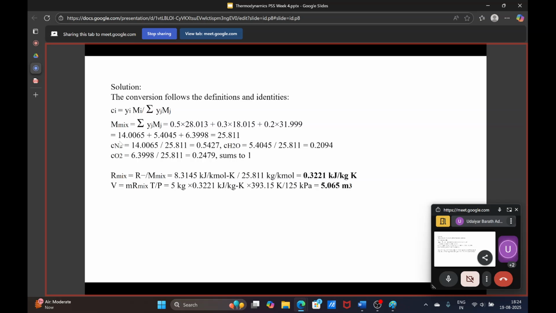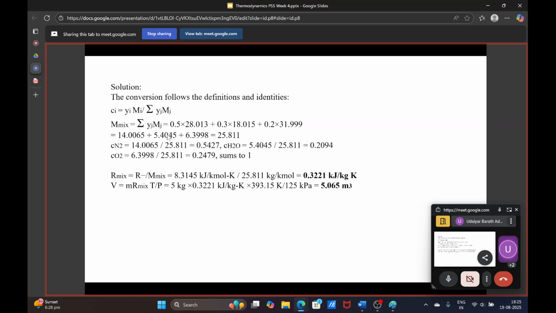The mass fraction of nitrogen will be 0.5 into 28, which is 14, divided by 25.811, which gives you 0.5427. This is your mass fraction. Then for water vapor, similarly, 5.405 divided by 25.811 gives you 0.2094, and oxygen is 0.2479. If you add this all up you should get 1, since these are all fractions.